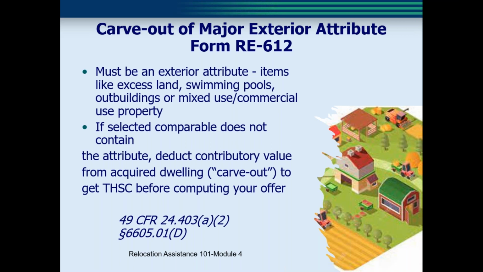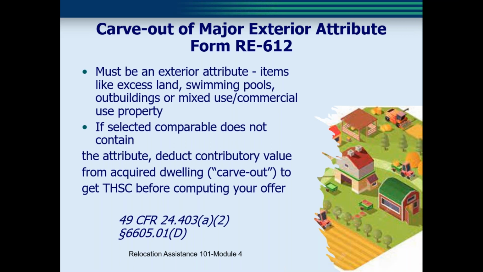So yeah, we're going to talk about carve outs of major exterior attributes. And of course, ODOT has a form for this. It is the RE 612. So the agency's perfect comparable would include everything that a displacement dwelling has. But it doesn't always happen that way in the real world.